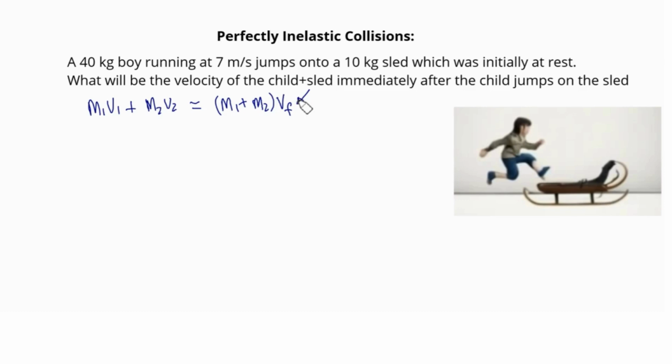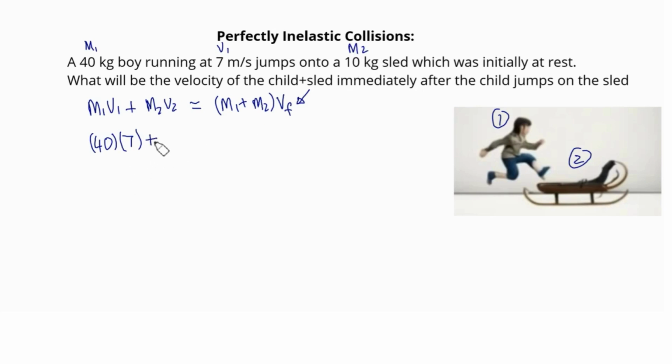And generally, we are looking for this guy here. Like, what will be the velocity of the child and sled immediately after the child jumps on the sled? It's a 40 kg boy running at 7 meters per second onto a 10 kg sled. So let's call the boy 1 and the sled 2. And in this case, we have 40 times 7. It's very important that you put m1 with v1 and not mix them up. So maybe you want to write these here, v1, and then this would be m2.